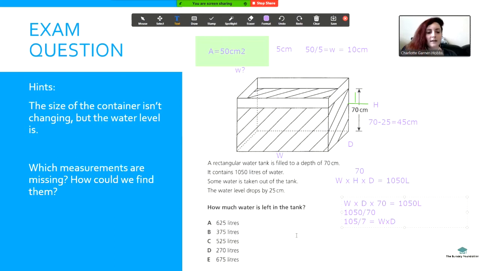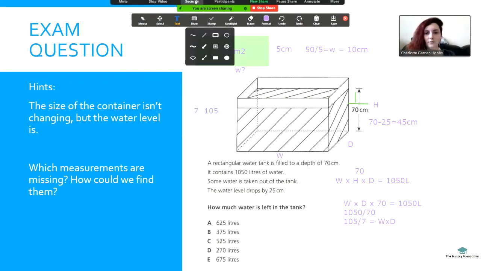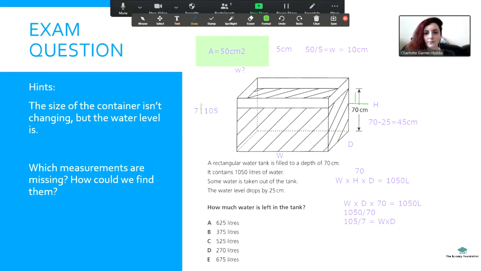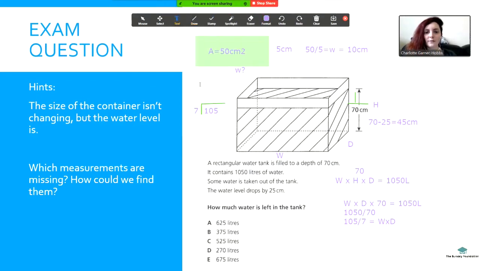So I'm going to quickly do some workings out at the corner here. So I know 105 and 7. I'm going to create a quick bus stop. So 7 into 1 I can't do, so I'm going to do 7 into 10, which is 1, and there's a remainder of 3 in here. So 7's into 35, if I place that 3 correctly, would get me 5. So I know that the width multiplied by the depth is 15.